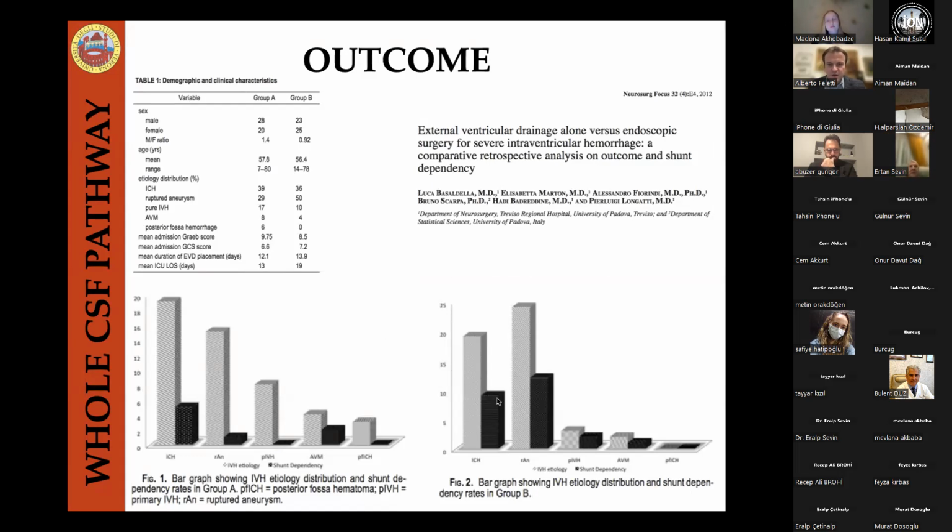Look at these graphs. So on the right, there are patients treated by EVD alone. The black bars are the postoperative patients who required VP shunt. And on the left, you can see the patients treated by endoscopic aspiration. And we found that the rate for VP shunt was significantly lower in this group of patients.